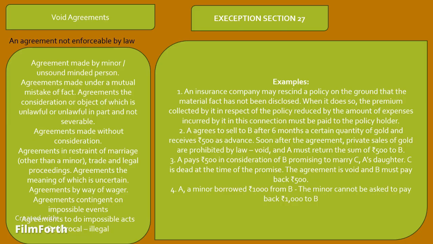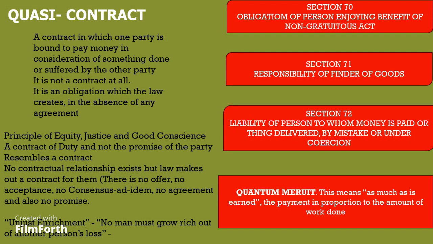Exceptions to Section 28. An agreement is not void merely because it provides that any dispute arising between two or more persons shall be referred to arbitration. An agreement is not void merely because it provides that any dispute that has arisen between two or more persons shall be referred to arbitration.